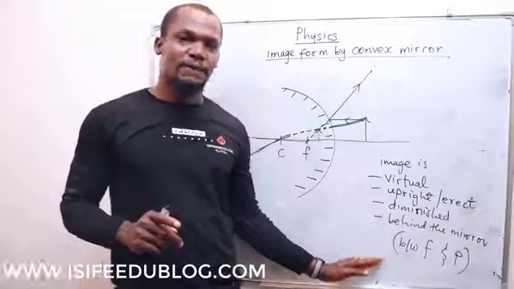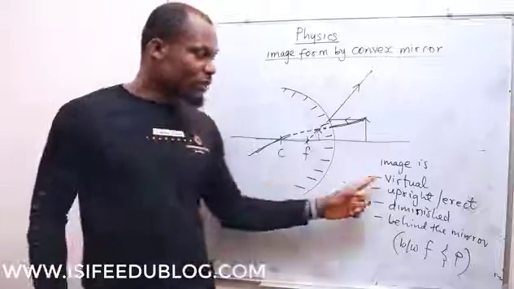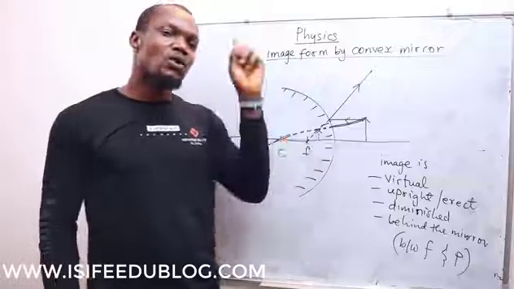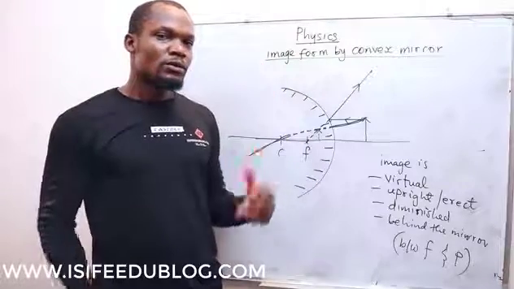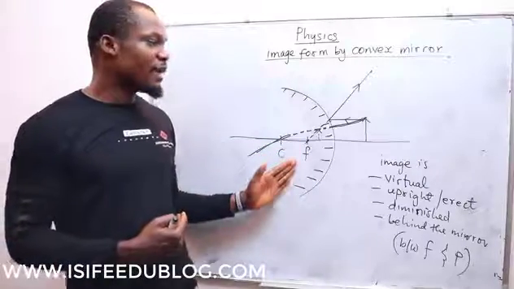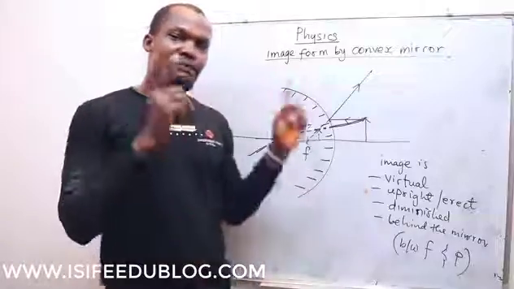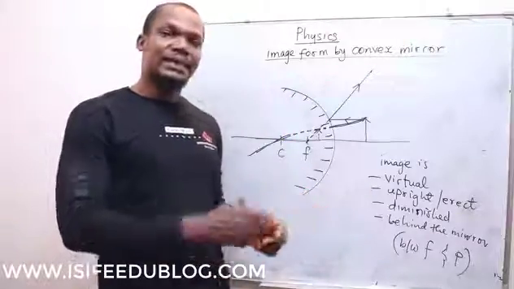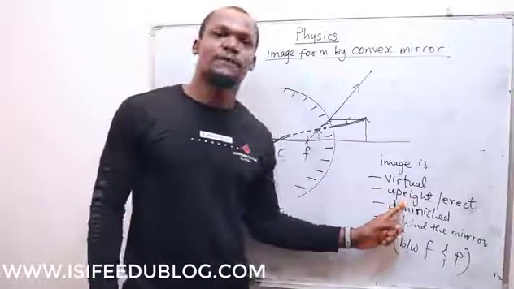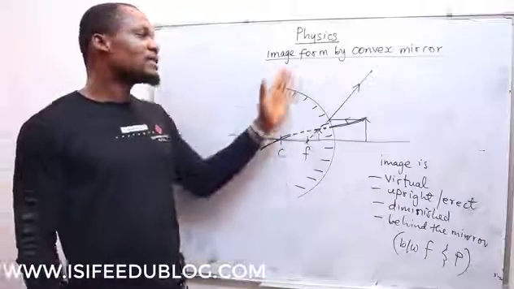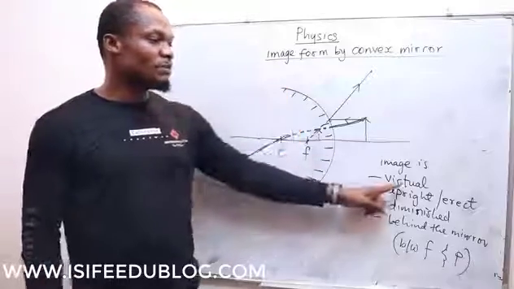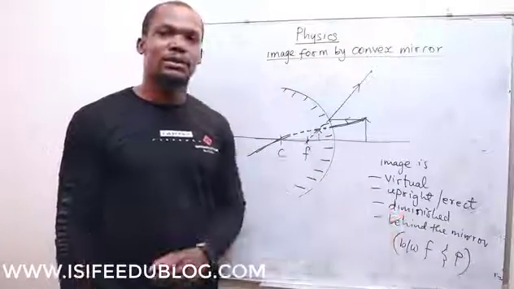These are the characteristics. Now, the image formed by a convex mirror is what? Virtual. And remember, a concave mirror forms one type of virtual image. But the difference between the virtual image formed by a concave mirror and that formed by a convex mirror is that the virtual image formed by a concave mirror is enlarged, while the virtual image formed by a convex mirror is diminished. So when we do calculations, once you see convex mirror, just know that the image must be what? Virtual, and it must be diminished.